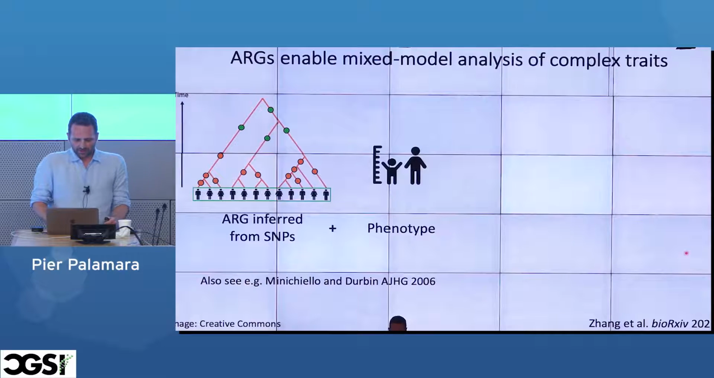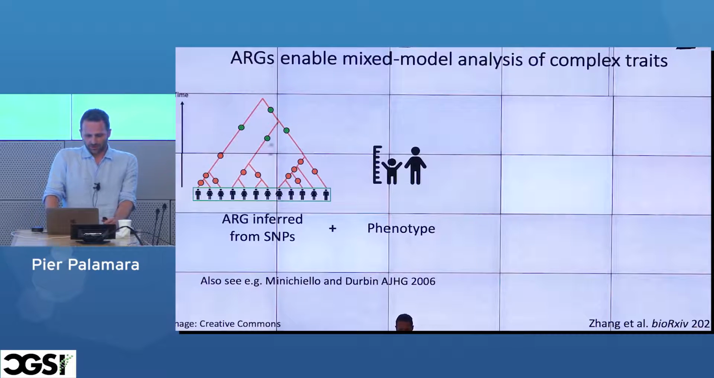So we want to use this kind of data. We have the genealogy we infer from SNP data alone. So we get a sense of these orange dots here, and you have some phenotype like height or other things you're interested in.